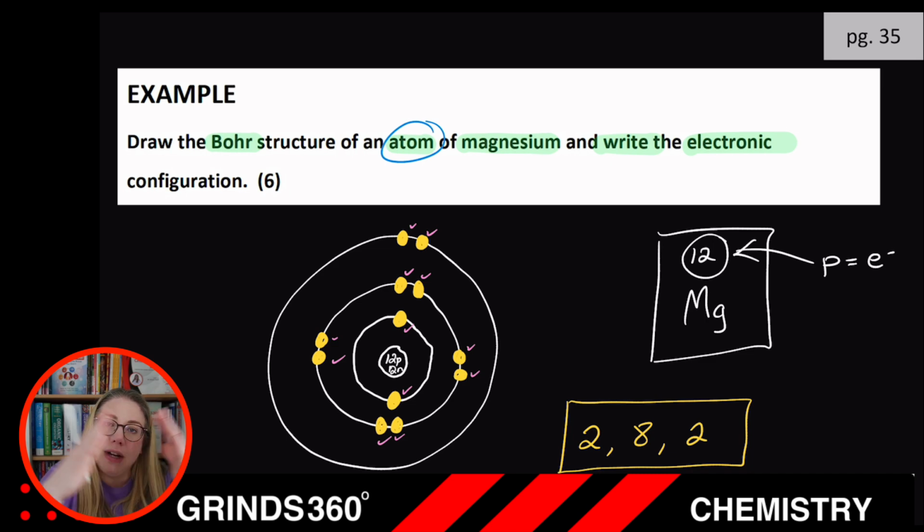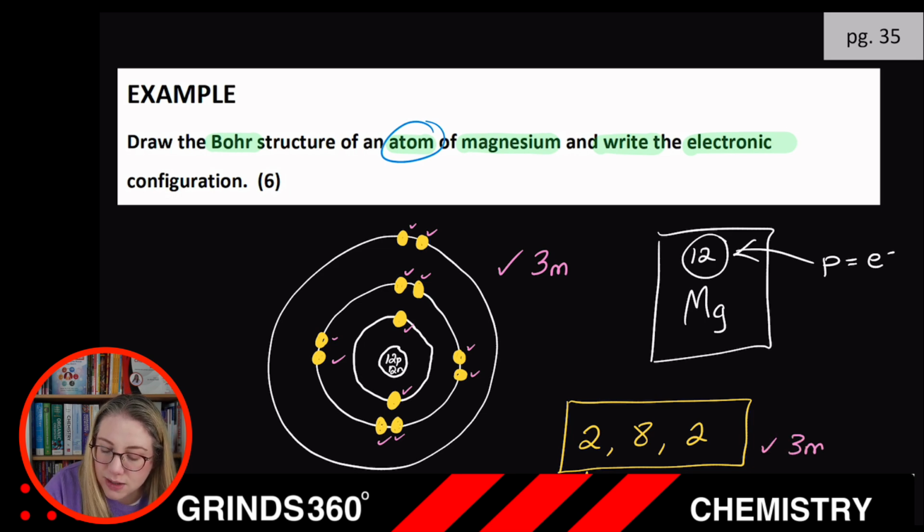If you have 3 shells around the nucleus with electrons in them, you should have 3 numbers written in. If you only have 2 shells with electrons, well, then there will only be 2 numbers. And you always start from the first shell, the one that's closest to the nucleus, and then you work your way out from there. Now for this, you get 3 marks for drawing the Bohr structure, or just the diagram of the atom, and then you get 3 marks for writing the electron configuration like that.